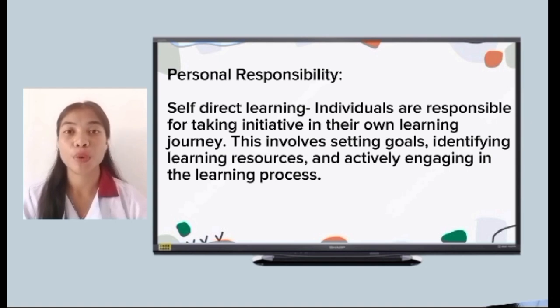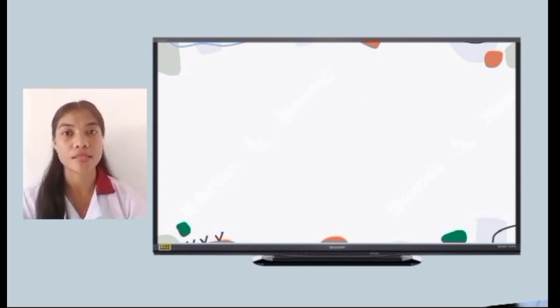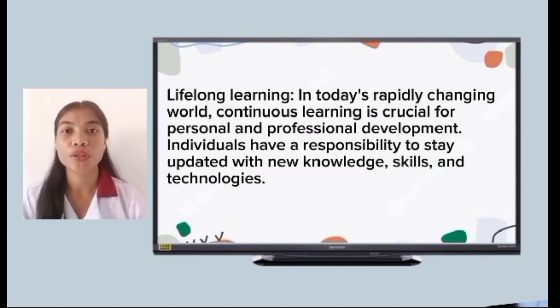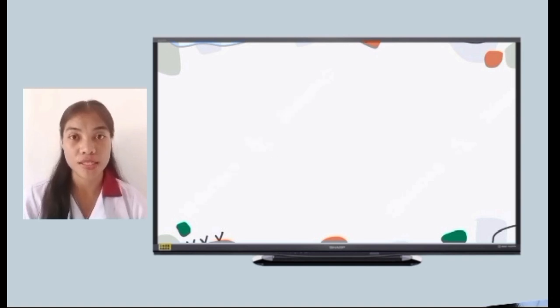Individuals are responsible for taking initiative in their own learning journey. This involves setting goals, identifying learning resources, and actively engaging in the learning process. Lifelong learning in today's rapidly changing world: continuous learning is crucial for personal and professional development. Individuals have a responsibility to stay updated with new knowledge, skills, and technologies.